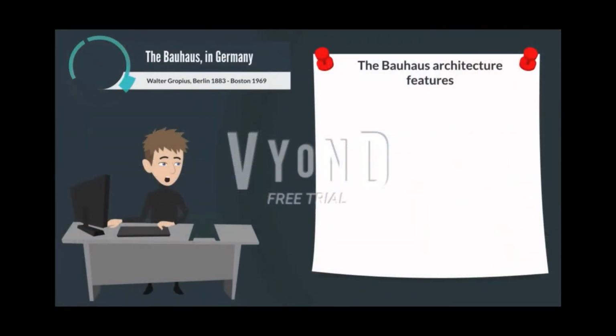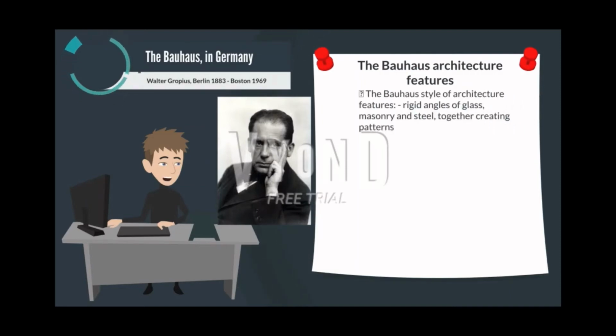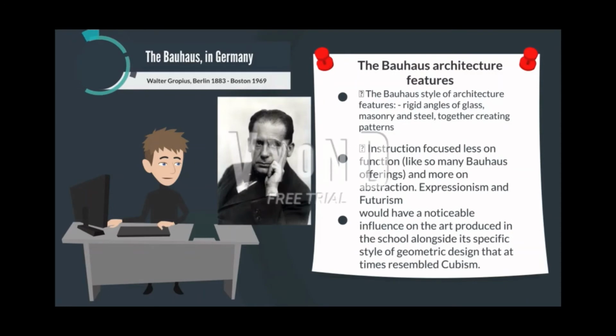Walter Gropius, a German-American architect and educator who, particularly as director of the Bauhaus, 1919-28, exerted a major influence on the development of modern architecture. The Bauhaus style of architecture features rigid angles of glass, masonry and steel, together creating patterns. Instruction focused less on function, like so many Bauhaus offerings, and more on abstraction.